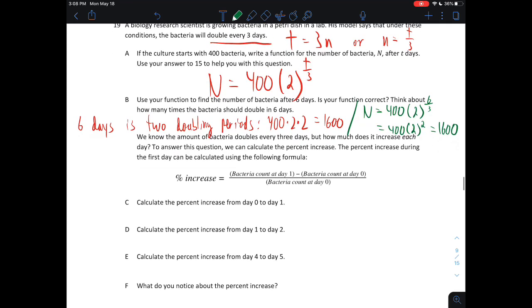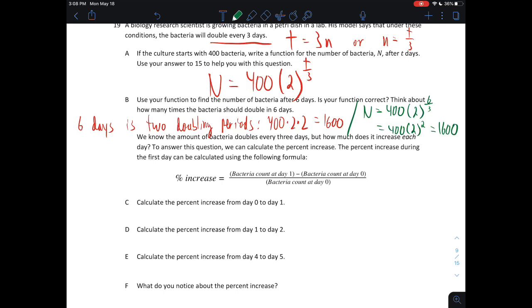We know the amount of bacteria doubles every 3 days, but how much does it increase each day? To answer this question, we can calculate the percent increase. The percent increase during the first day can be calculated using the following formula. Percent increase is equal to bacteria count at day 1 minus bacteria count at day 0 divided by the bacteria count at day 0. So part C, calculate the percent increase from day 0 to day 1.